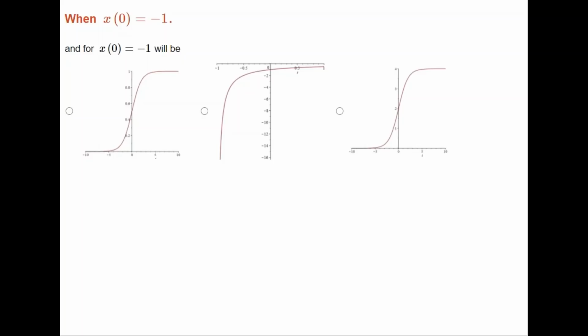In the same way, we have three different graphs corresponding to the initial condition x of 0 equal to minus 1, and you can easily find out that there is only one graph that is passing through x equal to minus 1 corresponding to t equal to 0, which is this one. The other two graphs are passing through x equal to 0.5 and x equal to 3 corresponding to t equal to 0. And let's also verify our answer as before.